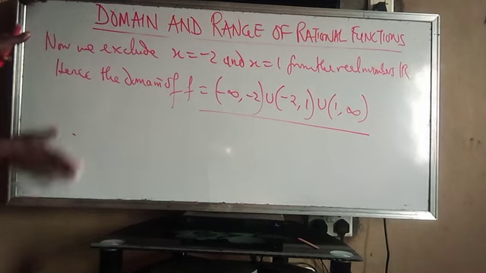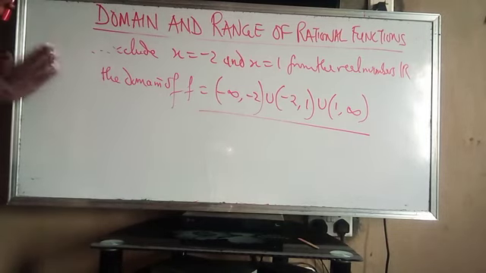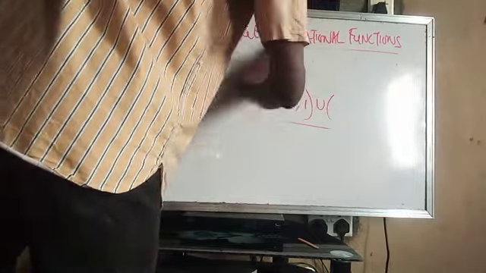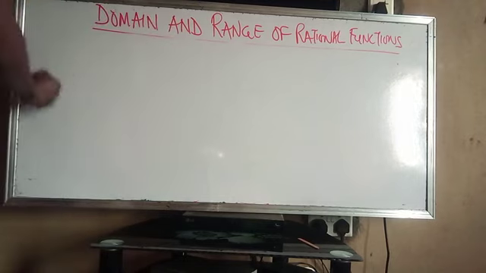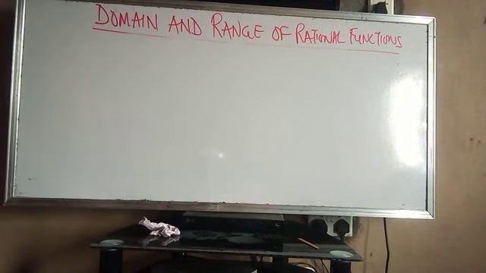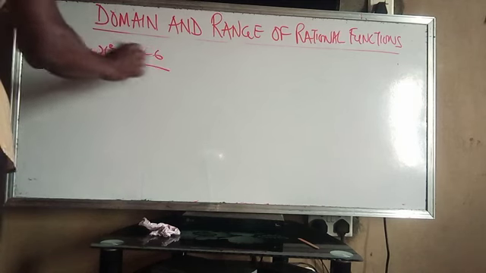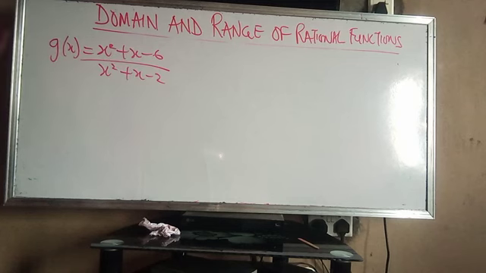So let's look at the range of the function. Following the earlier procedure that we used, you can get the range of the function. Now, what's the function again? The function is g of x. g of x is equal to x squared plus x minus 6 all over x squared plus x minus 2.